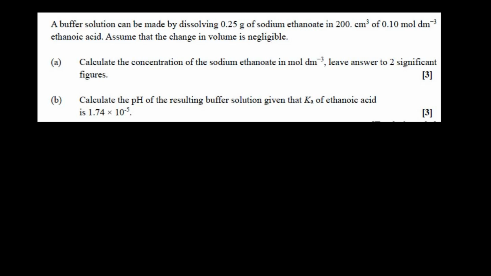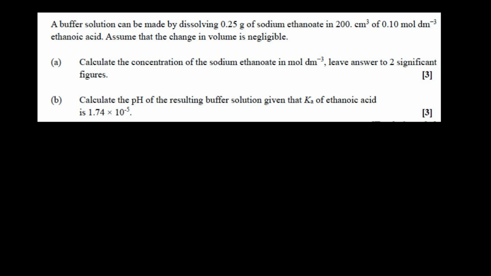Okay, so the question is: a buffer solution can be made by dissolving 0.25 gram of sodium ethanoate in 200 cm cube of 0.10 mole per dm cube ethanoic acid. Assume that the change in volume is negligible. Calculate the concentration of sodium ethanoate in mole per dm cube. Leave answer to two significant figures.